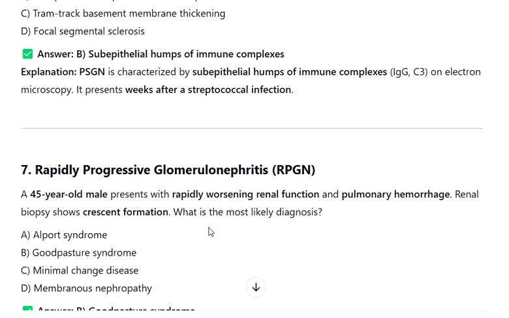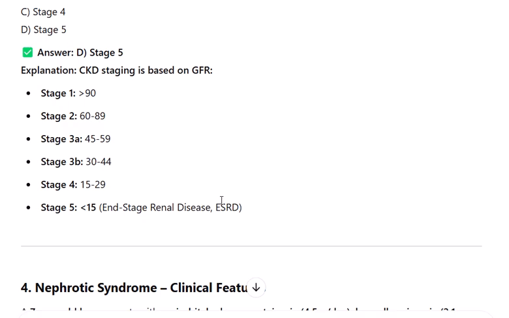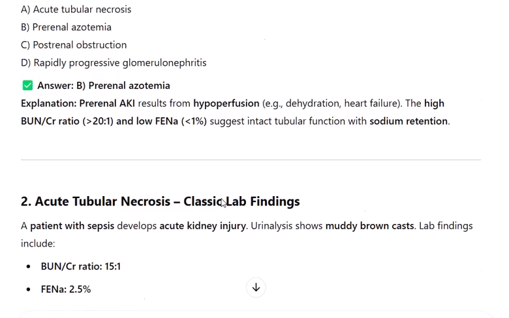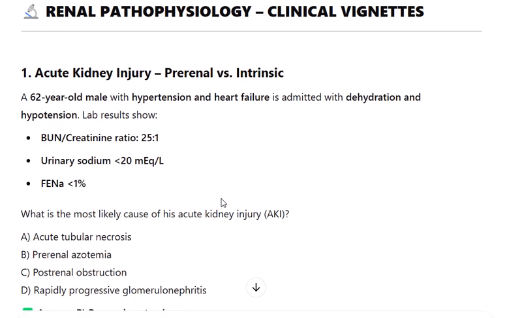Here are 10 Puerto Rico Medical Board-style clinical vignettes focused on acute and chronic kidney disease, nephritic versus nephrotic syndrome, each with 4 answer choices and detailed explanations. Renal Pathophysiology, clinical vignettes.